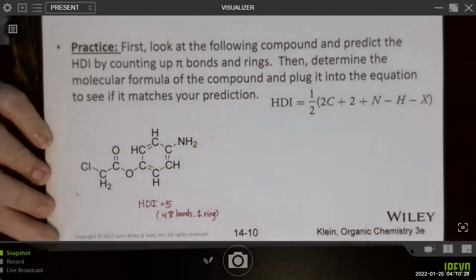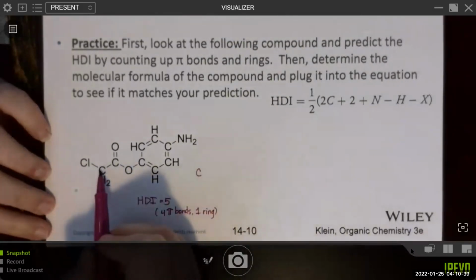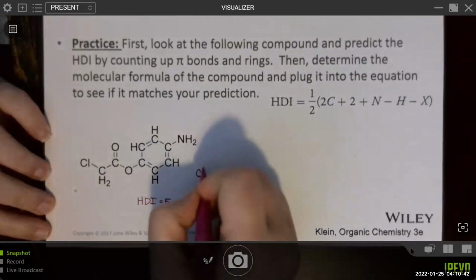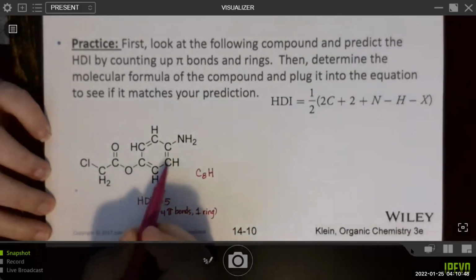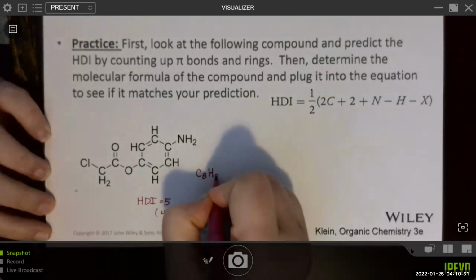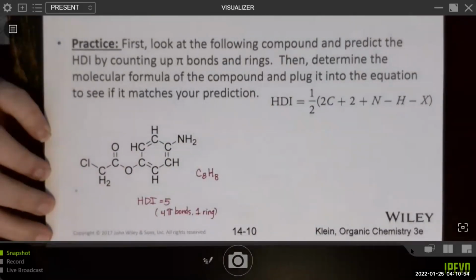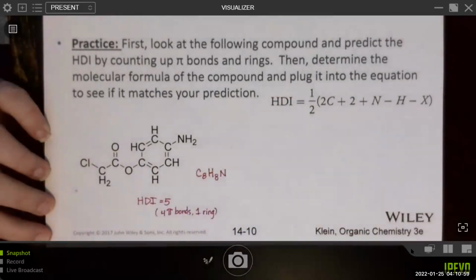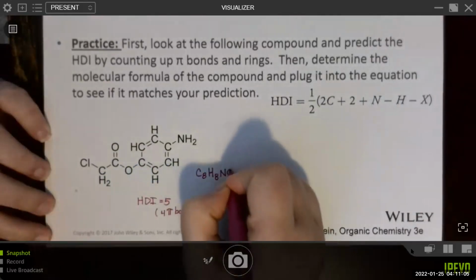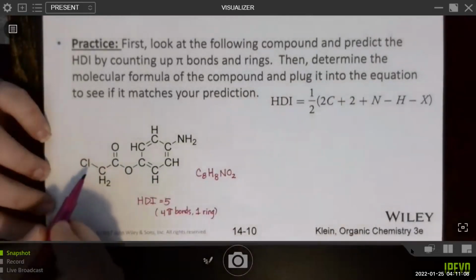The next thing it said is to figure out the molecular formula. We typically write the number of carbons first. We're very carbon focused in organic chemistry. So 1, 2, 3, 4, 5, 6, 7, 8. Next, the number of hydrogens. 1, 2, 3, 4, 5, 6, 7, 8. Next, we do nitrogen, oxygens, halogens. So there's 1 nitrogen. You can write 1 or just leave it blank, and the 1 would be in 5. Oxygens, there are 2. And halogens, there's 1 chlorine, so there's 1.